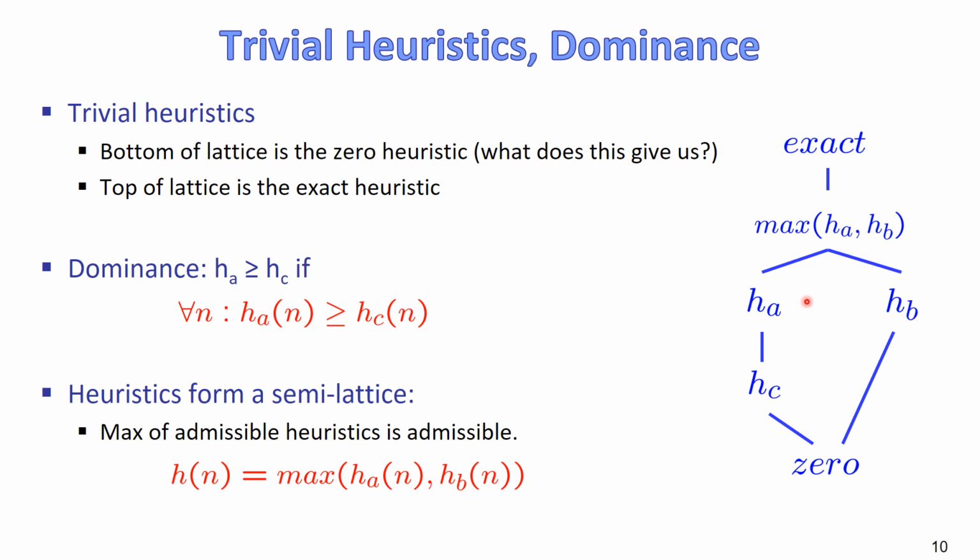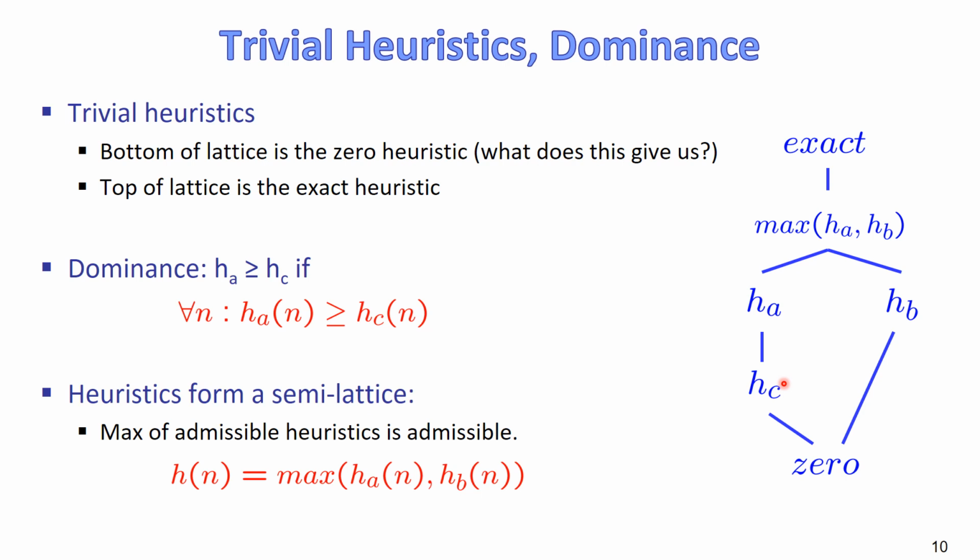So it is always the case that if we have two admissible heuristics, we can get one that is closer to the goal by taking the maximum of them, of course, if none of them dominates the other. This semi-lattice gives us an indication of the trade-off between getting a heuristic that is more accurate versus a heuristic that is very easy to compute, like zero.